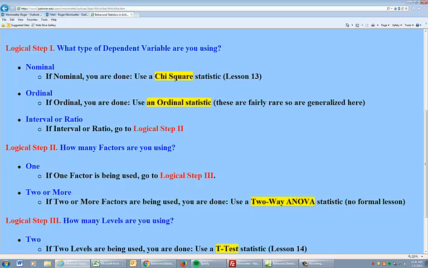It's a chi-square. Go to lesson 13 to understand how to do that. If your dependent variable is ordinal, well, I used to lecture on ordinal statistics, but they really are kind of rare, and so I stopped doing it. So rather than go over all the different types of ordinal statistics, we're just going to leave it as an ordinal statistic. So if you determine that the dependent variable is categorical, but it has ranking, and so is ordinal, we're going to go with an ordinal stat. So if it's interval or ratio, we have to go to logical step 2.